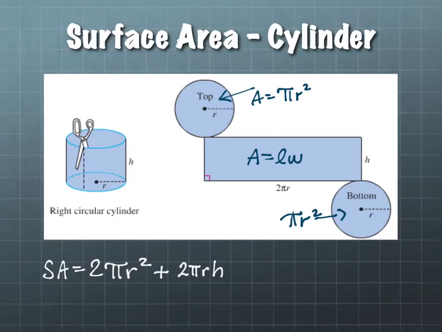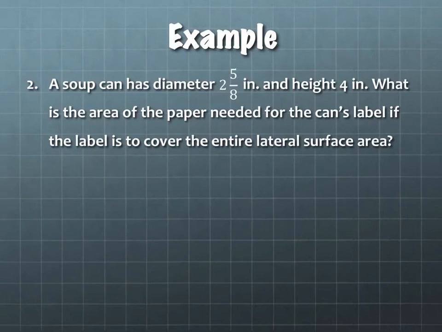I thought I had an example, and we do. So let's do an example of this one with a soup can. A soup can has diameter of 2 5/8 inches and a height of 4 inches. So we have diameter here, we have a height here. What is the total area of paper needed for the can's label if the label is to cover the entire lateral surface area?